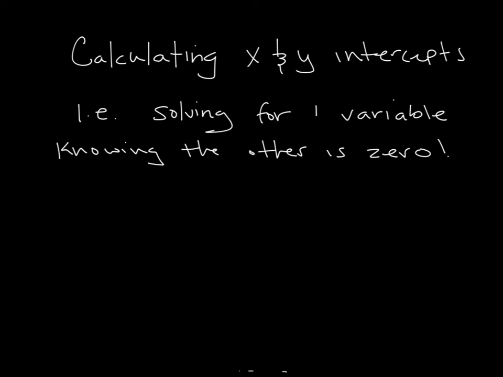The purpose of this video is going to be calculating x and y intercepts. Basically, what you need to know is that if I am calculating an intercept, I am going to be plugging in a 0 for a variable. Again, if you see this word intercept, you should know you are plugging a 0 into your equation. Like I say here, i.e., you are then going to essentially be solving for one variable knowing the other is 0.